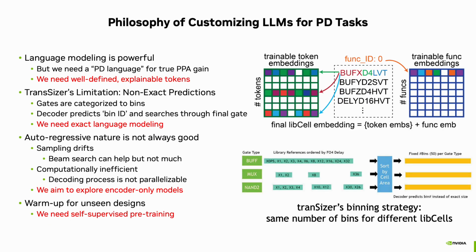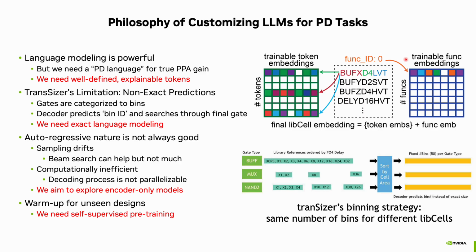Before diving into the details of the paper, I want to illustrate the four key philosophies of this work. First, although we believe LLMs can help, we do not believe we can simply apply open source, publicly trained LLM models for PD tasks, since they are probably not trained with our technology and design information. On the contrary, we believe we need to define our own PD tokens, which in this work we consider library cell name as the base tokens for the model, as illustrated in the top right figure.